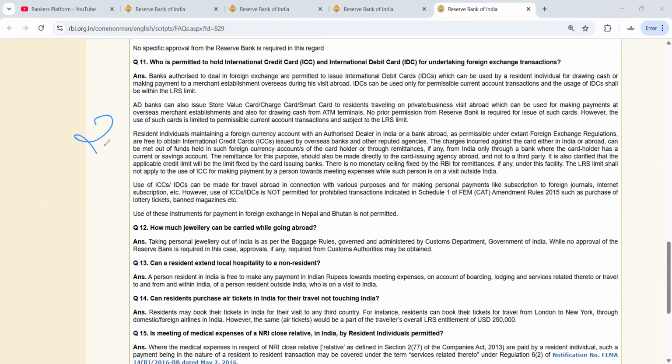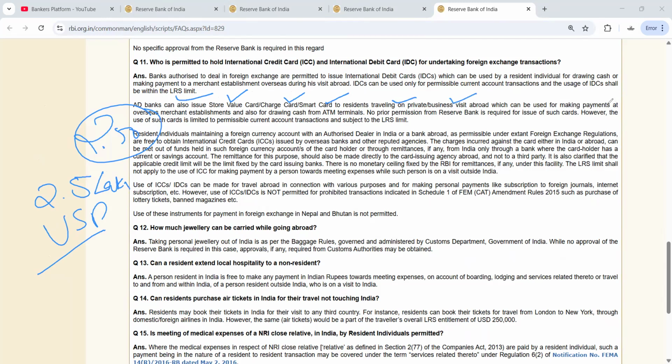That is 2,50,000 dollars. Okay. 2,50,000 dollars, 2.5 lakh USD. This is the LRS limit. So the transaction should be within the limit. Okay. So an AD Bank can also issue stored value cards, charge cards, smart cards, and cards for travel other than on private buses, business visits abroad, which can be used for making payment. So these things can be given, but it should be within the LRS limit.